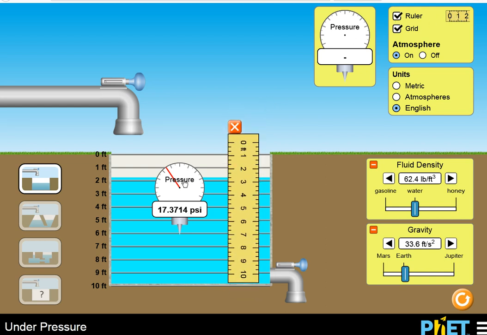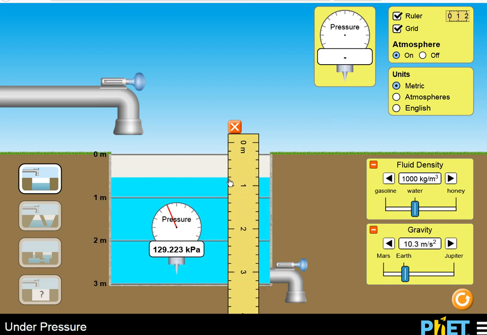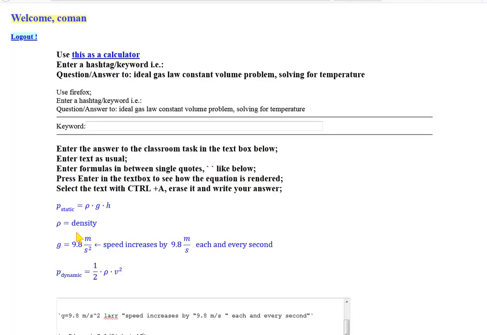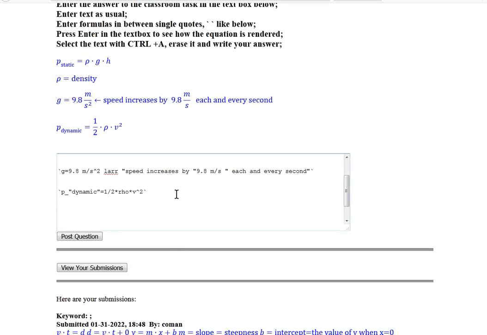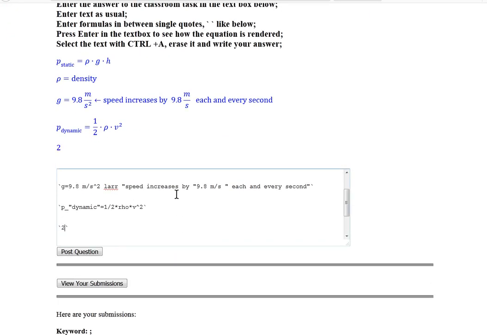What you notice is that as depth increases, pressure increases too. Let's use the metric system of units, kilopascals. Kilo means 1000, kilogram 1000 grams, kilopascal 1000 pascals. So this is 129,000 pascals, and 1 pascal is also 1 Newton per square meter. Just so we know.